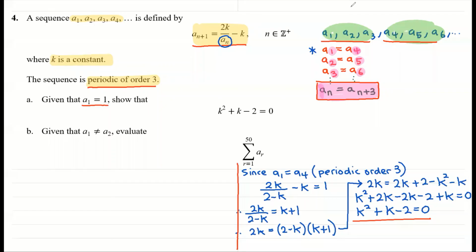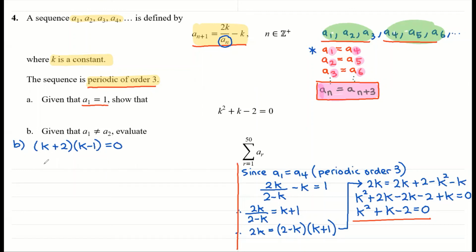Now moving on to part B, we have to find the sum. Now initially we've got this quadratic. It's a good idea to solve this quadratic and find out what k actually is. So the quadratic we've just found factorizes rather nicely. So we're going to have k plus 2 multiplied by k subtract 1 is equal to 0. It factorizes really nicely.